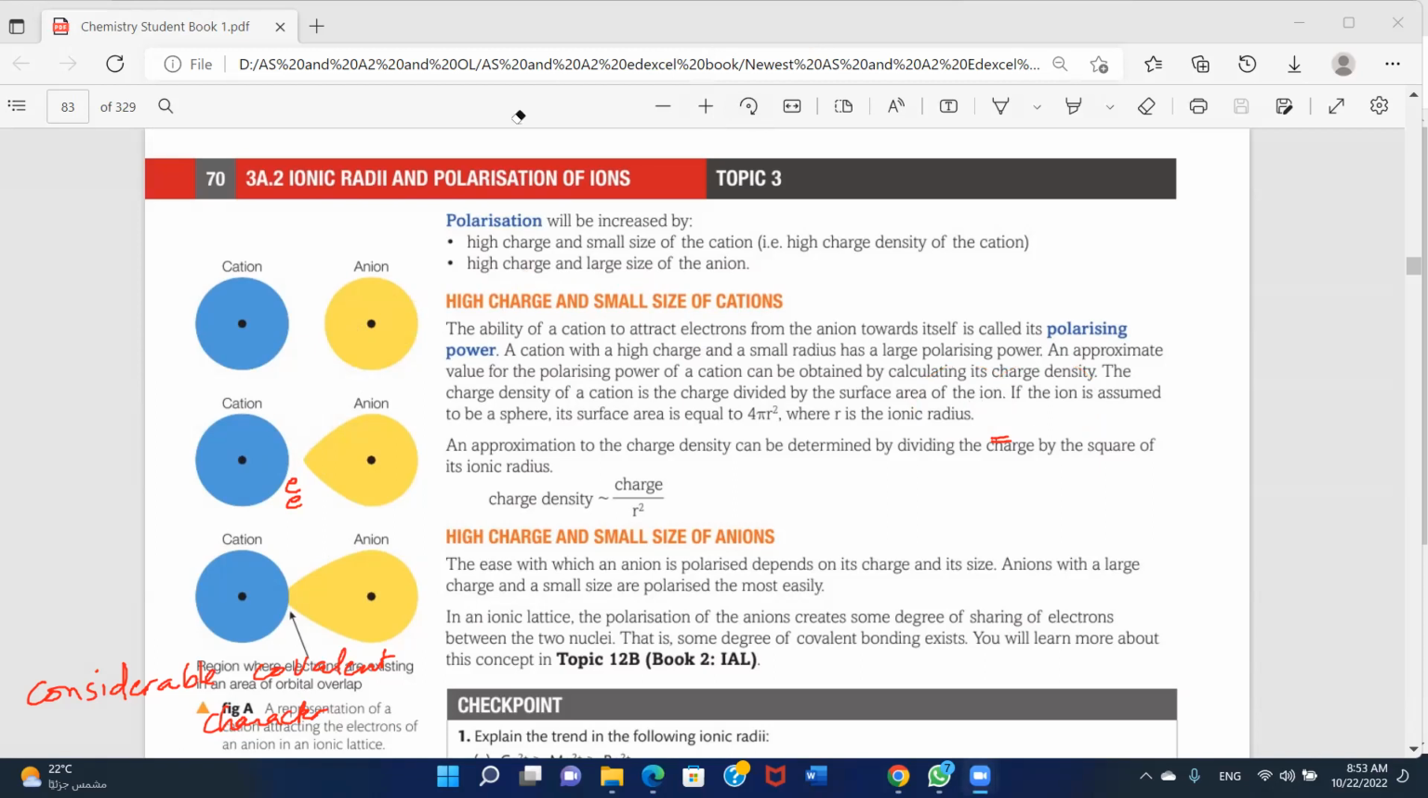The charge density has no definition. It's just a formula: the charge density is equal to the charge over the radius squared. The more the charge and the smaller the radius, the bigger the charge density, and the bigger the polarization power of the positive ion. So is it related to the polarization power? Yes. The more the charge density, the bigger the polarization power of the positive ion.